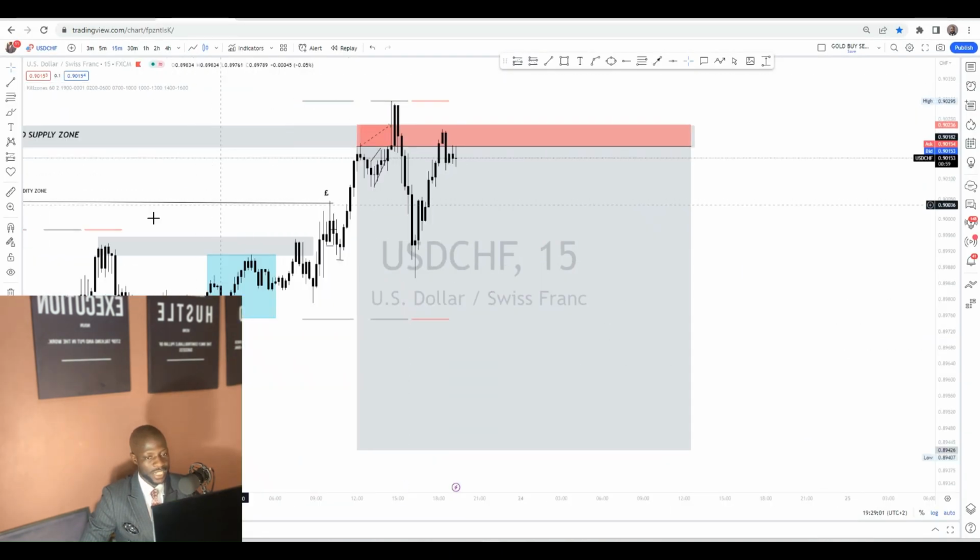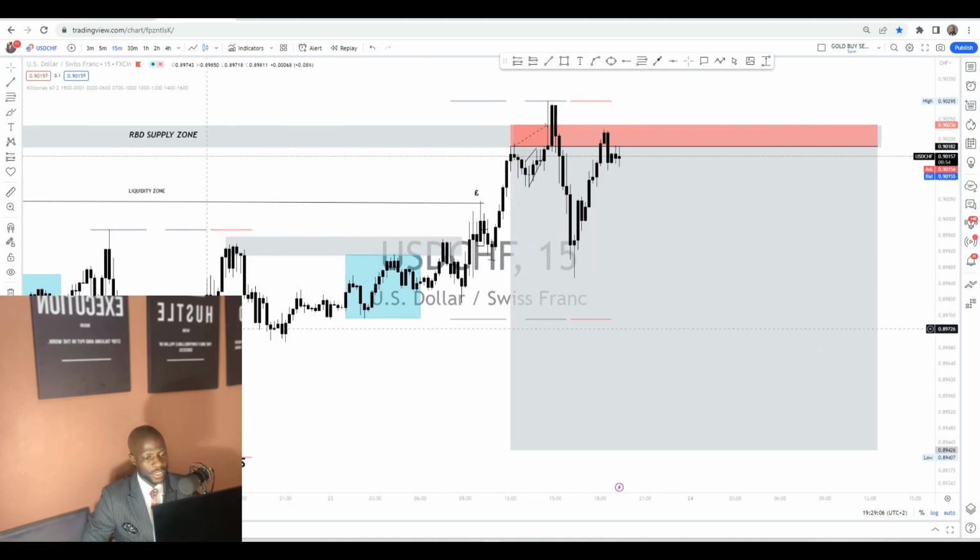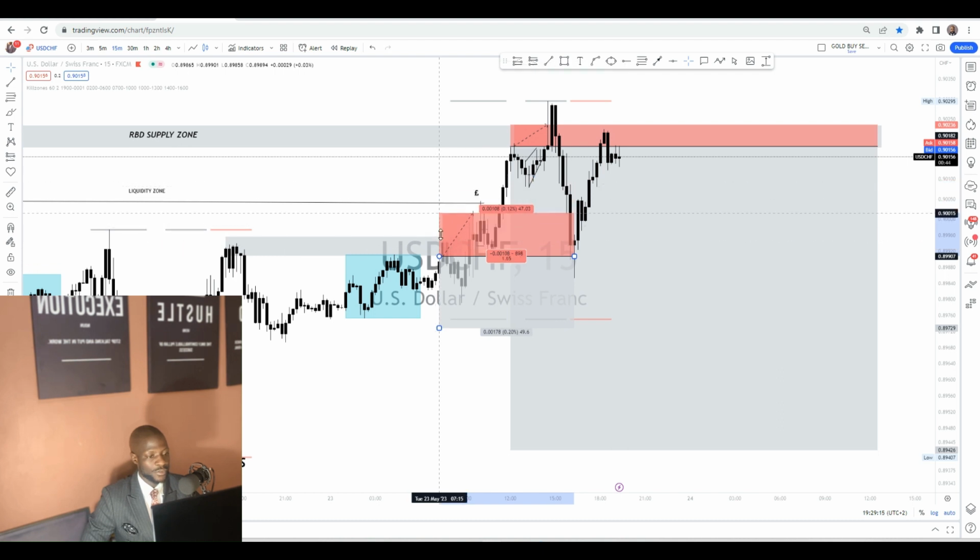The first trade was actually taken from here. Let me just show you. It was actually somewhere here. So this is the level we're looking at right now, a rally base drop. And then the market took out the Asian session right here, coming into our area, and the market actually dropped almost 2 hours in our profit right here.